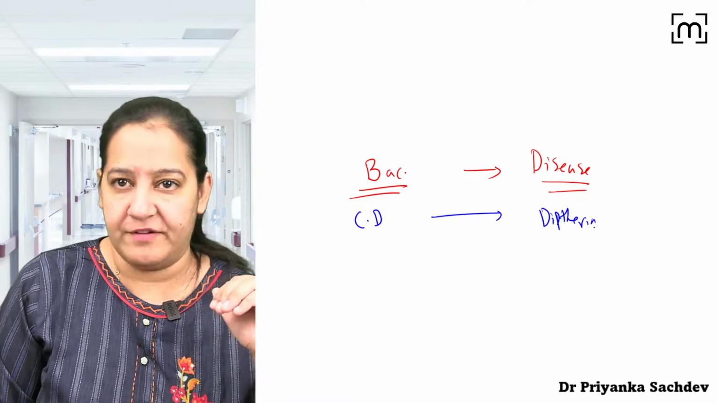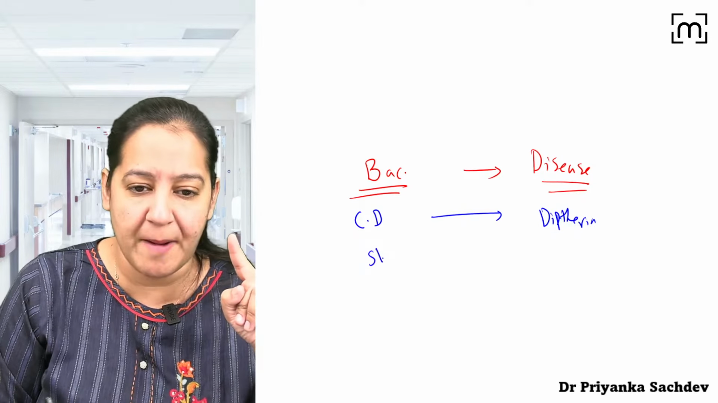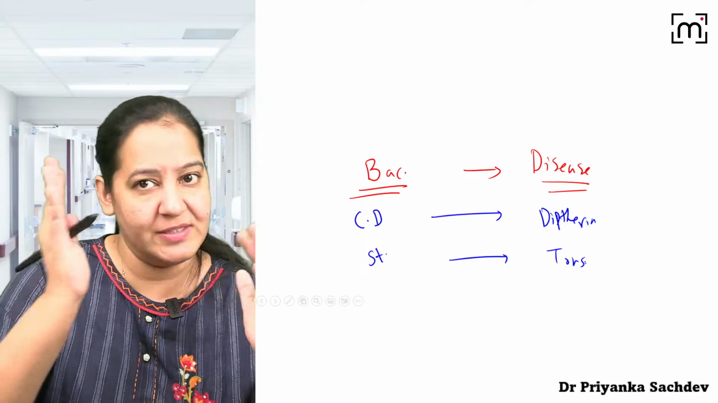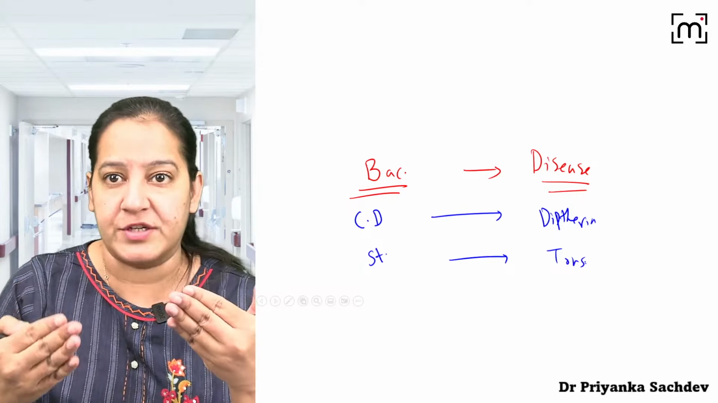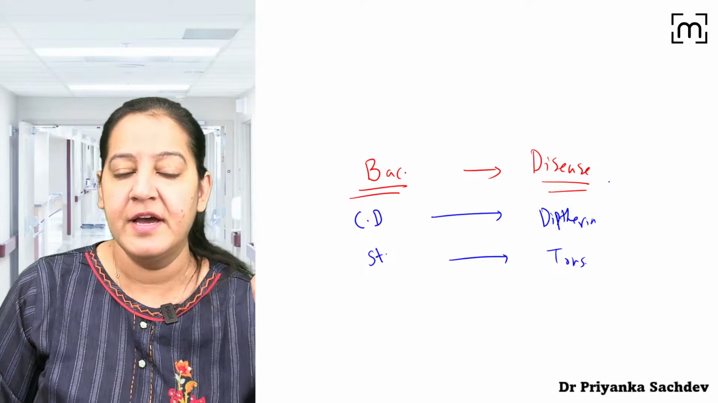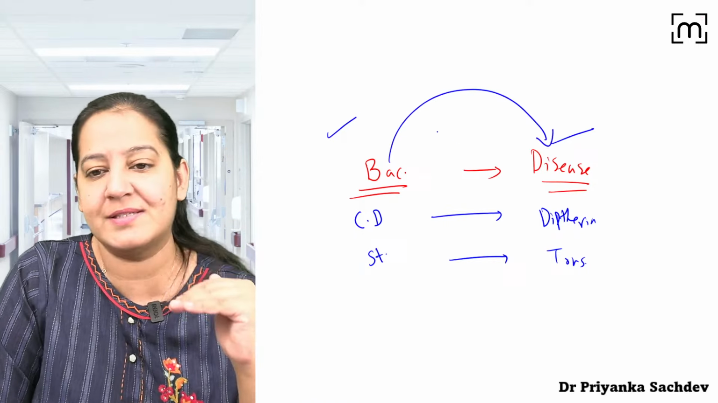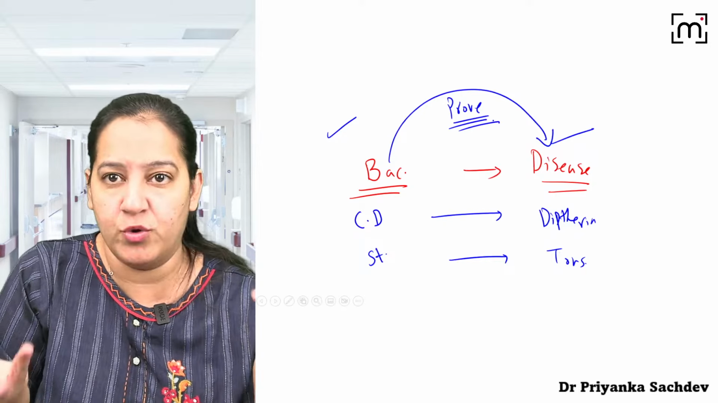Now it is proven. We all know that. If I say streptococcus, you will say it causes tonsillitis. Likewise, there is a bacteria which causes a disease. But to prove it, you have to prove the 4 Koch's postulates. If I say this bacteria causes this disease, you will say, ma'am, how will you prove it? First, you have to prove it. We cannot just believe you.